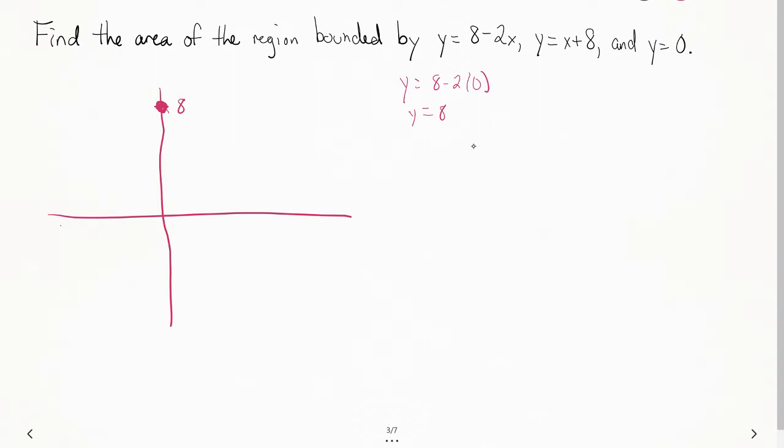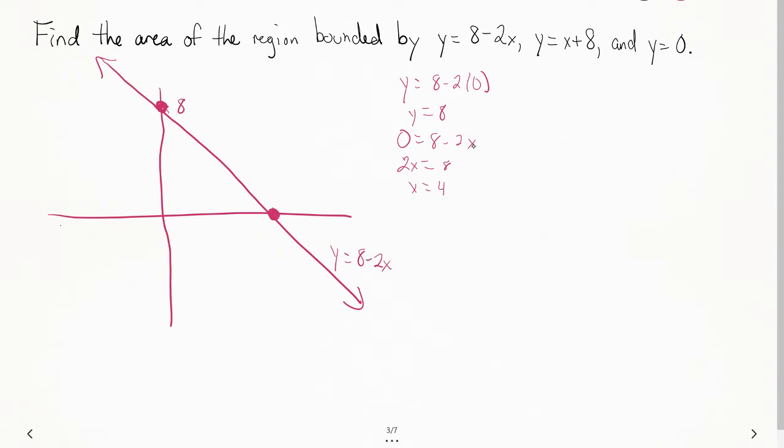And then the other part, what else do we have? Well, we need our x-intercept. So 0 equals 8 minus 2x. So 2x equals 8, and x equals 4. So notice now, we can draw the graph. Right, because we know it's a line, so this is y equals 8 minus 2x.